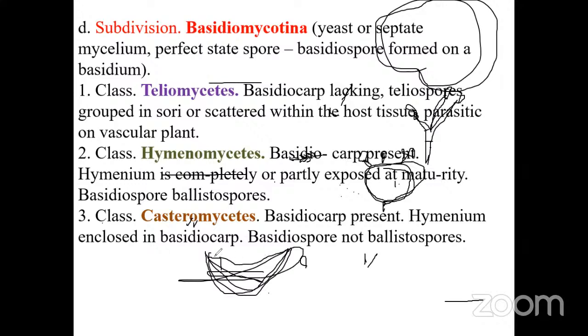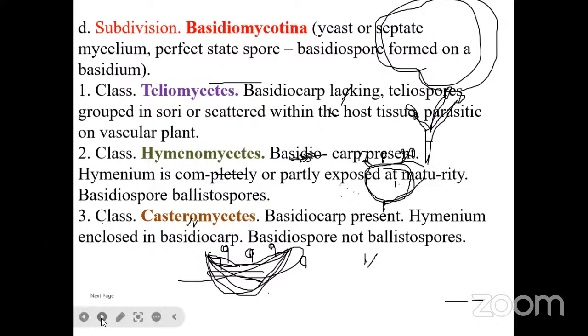Excipulum, subhymenium, and hymenium. The hymenium is the petal part where the basidiospores are present. That part is enclosed in this.